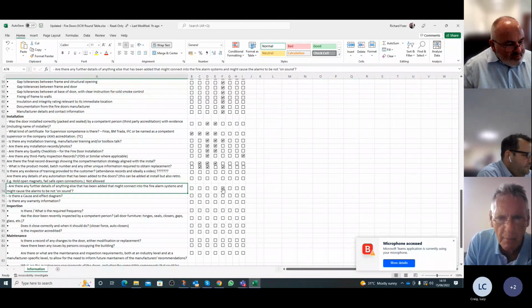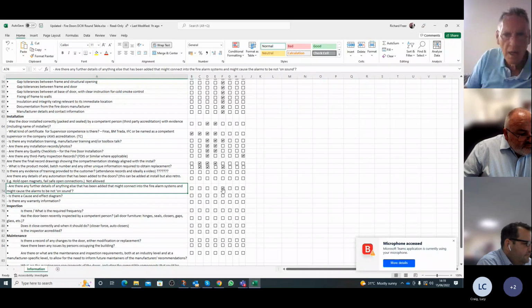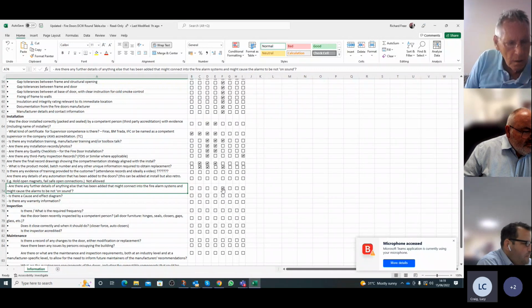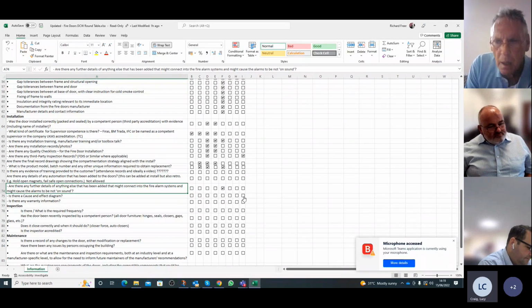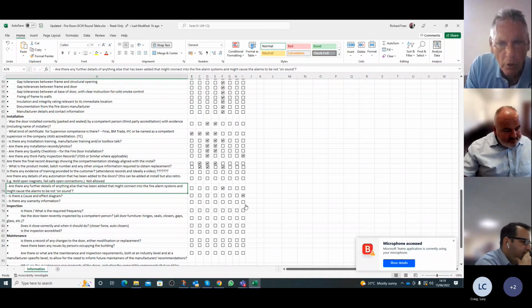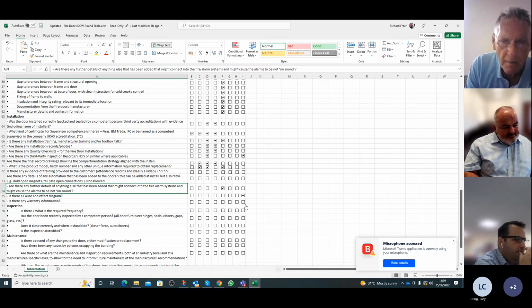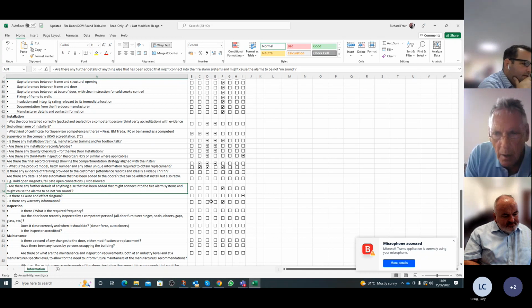Okay. Is there a cause and effect diagram? Who would be responsible for supplying a cause and effect diagram? Well, that relates to the BMS, doesn't it? So that would be part of the commissioning. What about the warranty information? Who would be responsible for supplying that? That would be the manufacturer. Manufacturer and main contractor, I would think. The cause and effect also needs input from the designer because it will be on the basis of the compartmentation strategy, and the fire strategy.